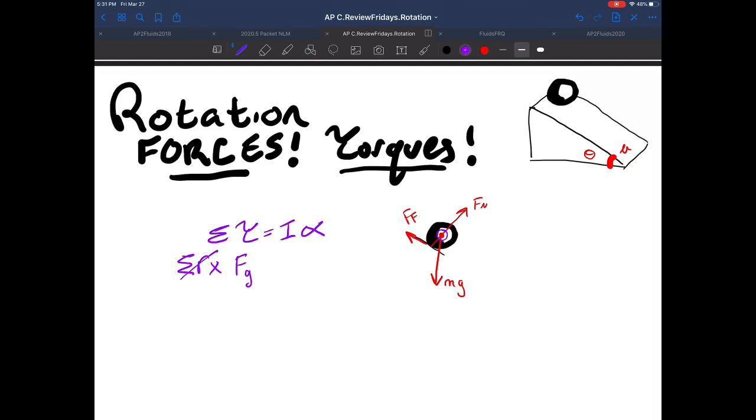Okay, then when we go ahead and try it for the normal force, the normal force runs straight through the center. So there's no cross product. That makes this term go away. Okay, let's try it for the friction force. So the friction force does have this radius value cross product. So the only torque that we're going to have is the torque due to frictional force.